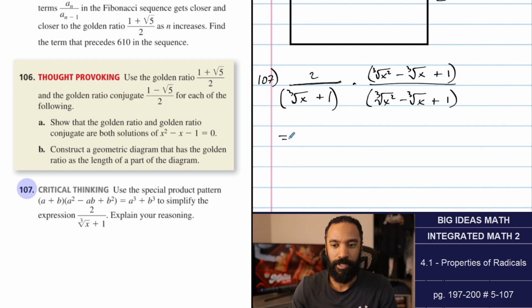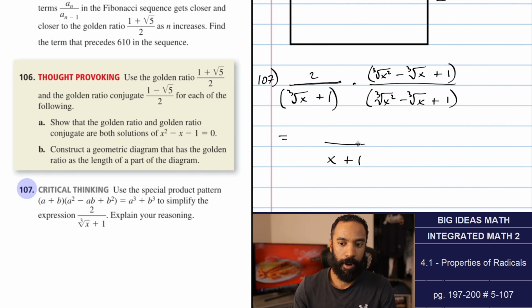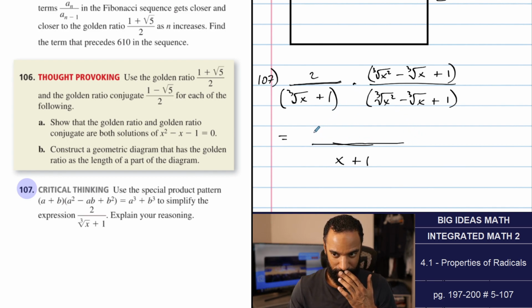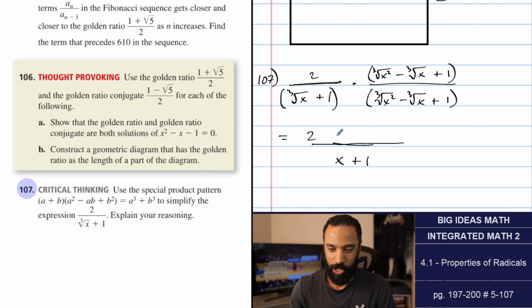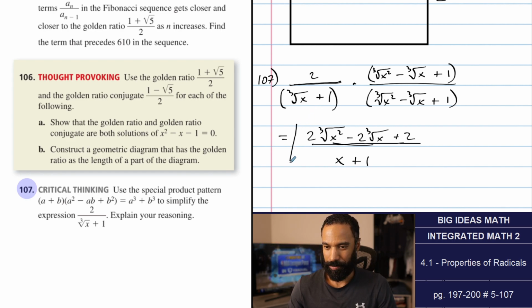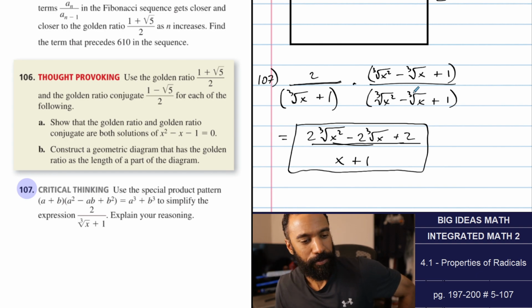Anyway, this bottom, I know this looks confusing. You know what the bottom becomes? It becomes this cubed plus this cubed. You know what cube root of x cubed is? X. You know what 1 cubed is? 1. It becomes x plus 1. The top's going to look weird. I promise this won't look more simplified than what it was before. But 2 is going to distribute in here. And that works. That's your simplified answer. It's not beautiful, but it does work.